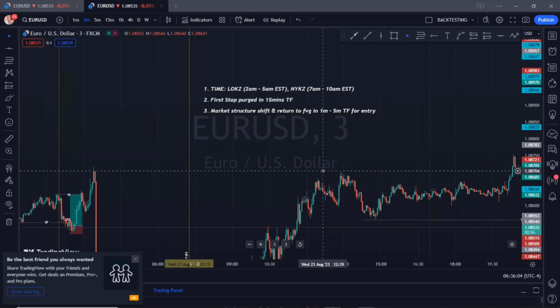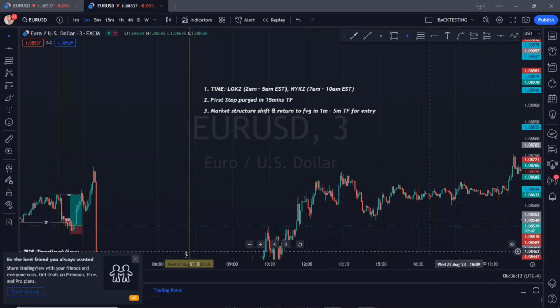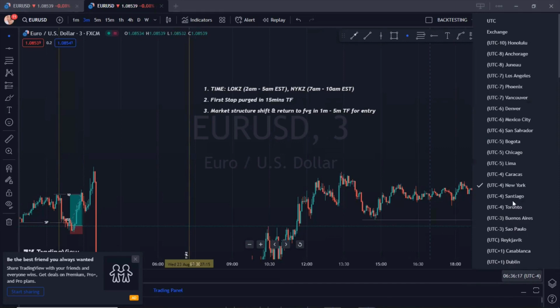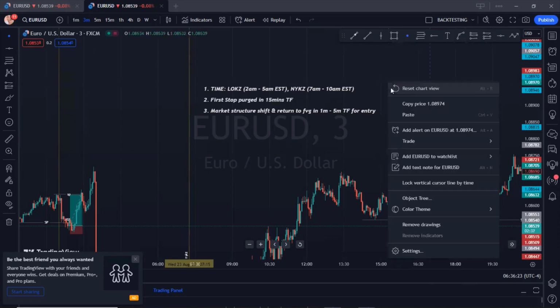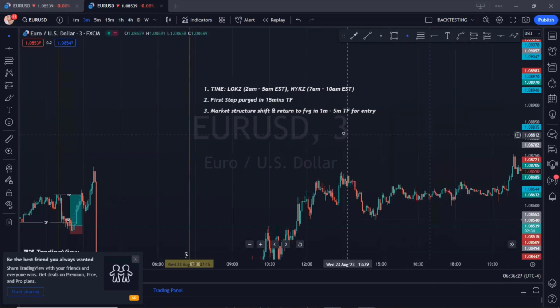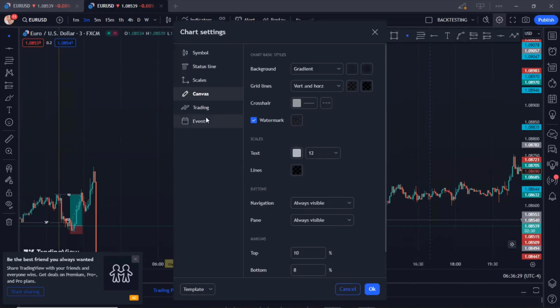The first element of the trade setup is time. You need to consider time, and your time should be in New York time. Go to your TradingView and set your time to New York time. If you're using a PC, come here, go to your time, and make sure that it is in New York time. Or even if you're using your phone, go to settings and change the time. That is, I think, under events.